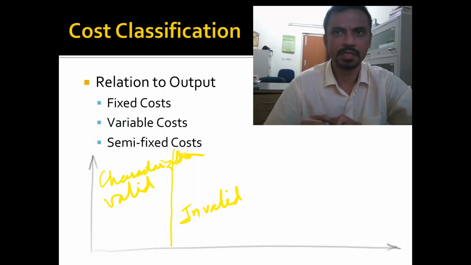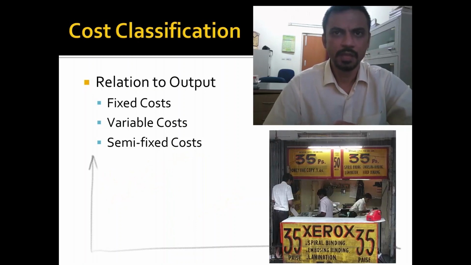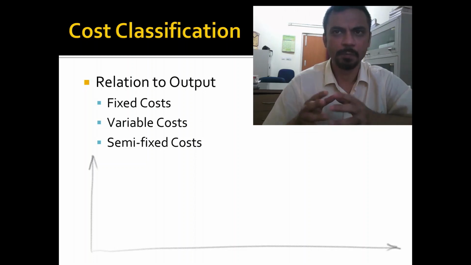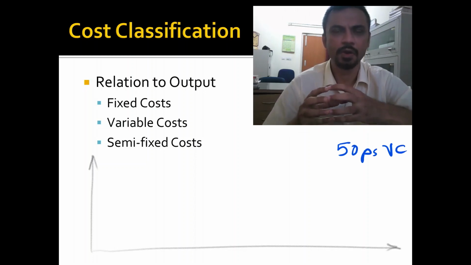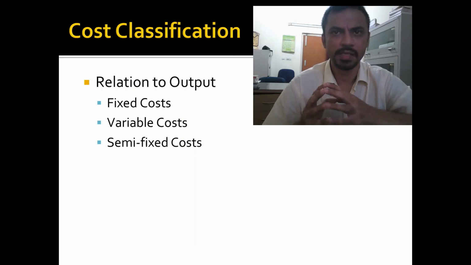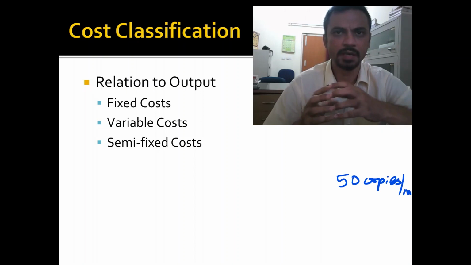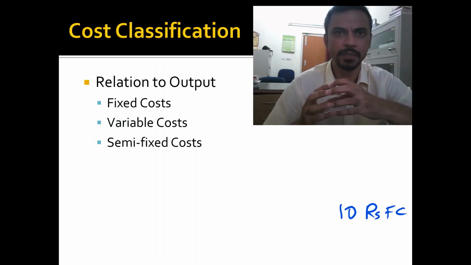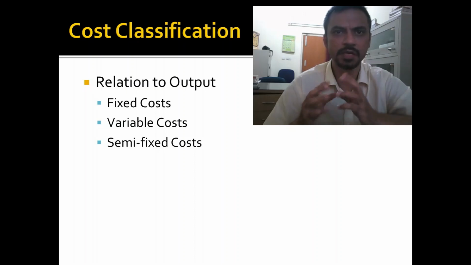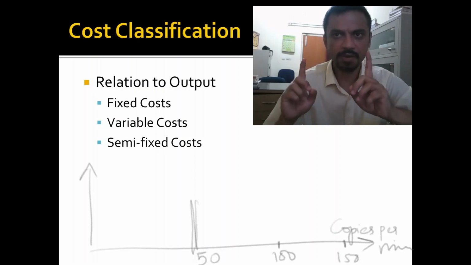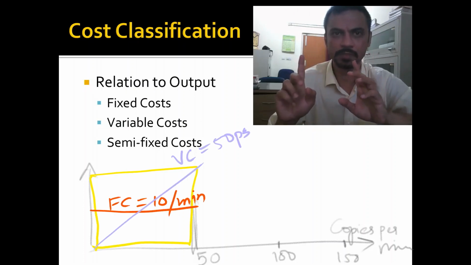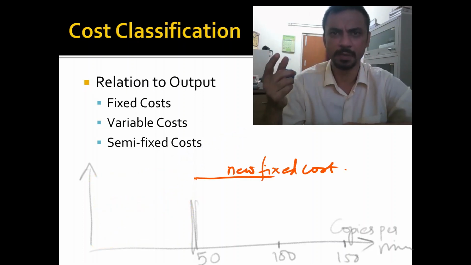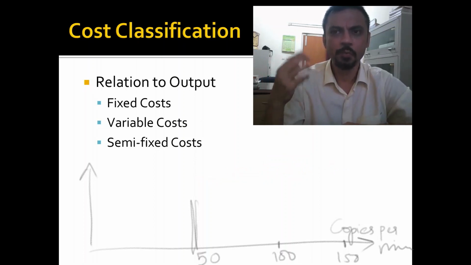Let us try to understand this using a photocopier business. The business charges 1 rupee per copy and incurs 50 paise on paper, toner, electricity, etc. The capacity of one machine is 50 copies per minute and the fixed cost is about 10 rupees per minute. If the photocopying business is operating with one machine, then its fixed cost is 10 rupees per minute for the relevant range of 0 to 50 copies. The fixed cost would be different if the business operates with two machines or more than 50 copies per minute.